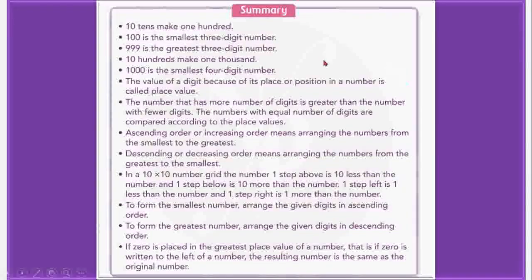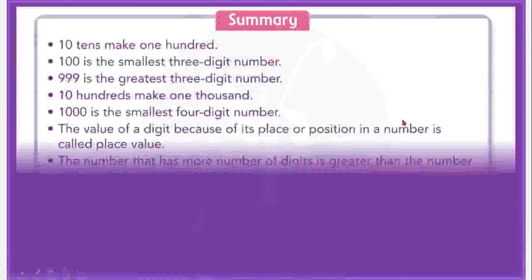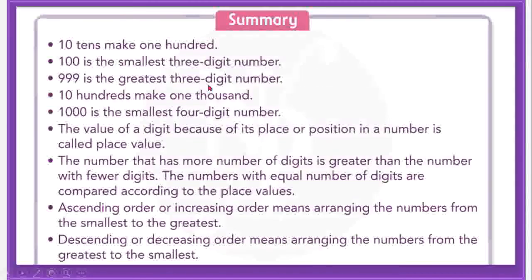So we are at the end of this chapter. Before concluding, let us summarize the points we studied in this chapter. Let me make this image a bit bigger by making 2 parts. Yes, now we can read this. So 10 tens make 100. All these points are very important. We studied them in this chapter. You have to go through this and remember.